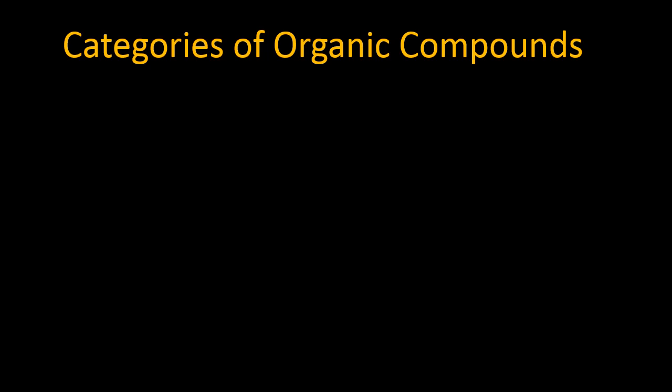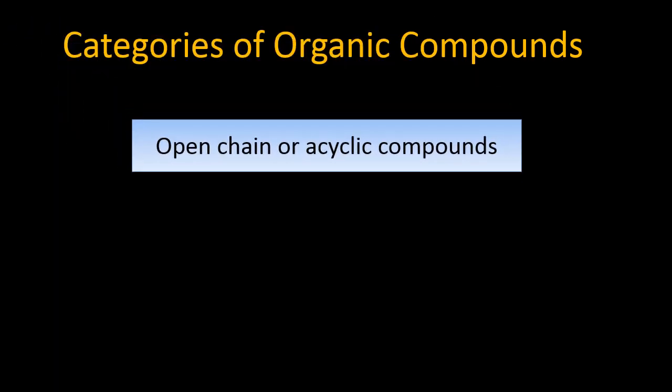Now here, the long chains of hydrocarbons can be classified as open chain or acyclic compounds, meaning the hydrocarbons which are present in a straight form, in a chain form, will be known as open chain or acyclic compounds. The word acyclic compound is very important. Most of the time, it used to come in exams: what is the other name of open chain hydrocarbon? That will be acyclic compounds.